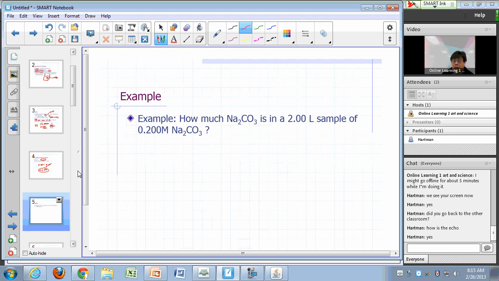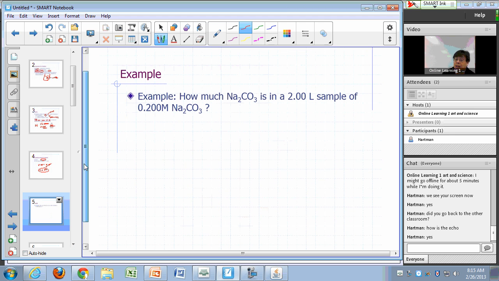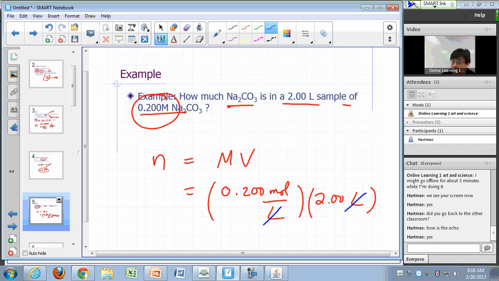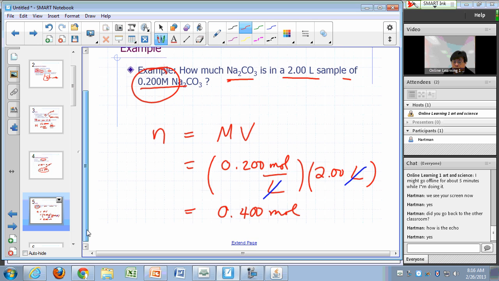So let's illustrate that with this example. How much sodium carbonate is in a 2-liter sample of 0.2 molar sodium carbonate? Then you just say the number of moles is equal to molarity times volume. So molarity in this case is 0.200 moles per liter, times the volume that we have, 2.00 liters. If you multiply that, you cancel liters, and you get an answer of 0.400 moles.